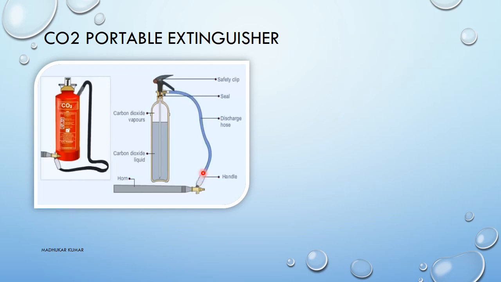Okay, so for the operation again we have to remove the safety clip and then aim this horn towards the fire, and then we have to squeeze the handle. So once you squeeze the handle, the seal will be broken, and through the dip tube arrangement the liquid CO2 will start coming out and change of state will occur, and then this horn will allow you to direct the CO2 gas for fighting the fire, and based on the smothering principle it will fight the fire.